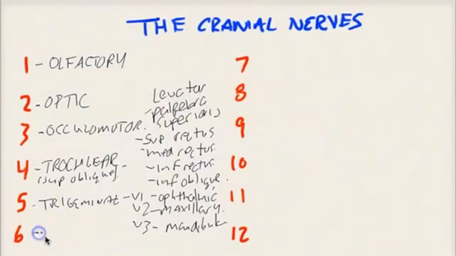Cranial nerve 6 is the abducens. This is going to innervate the lateral rectus muscle. That helps to abduct the eye, which is lateral movement.